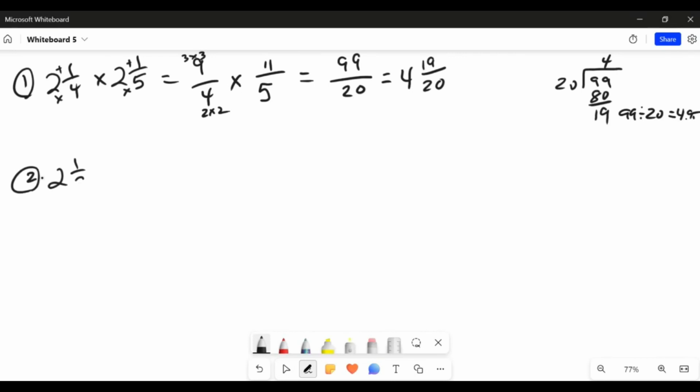We have 2 1/2 times 2 2/3. We have to change to improper fractions. 2 1/2: 2 times 2 is 4, plus 1 is 5 halves, times 3 times 2 is 6, plus 2 is 8 thirds.